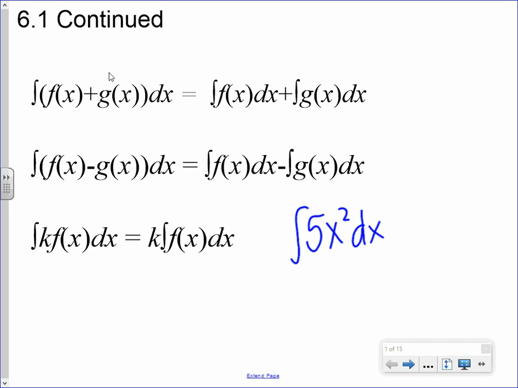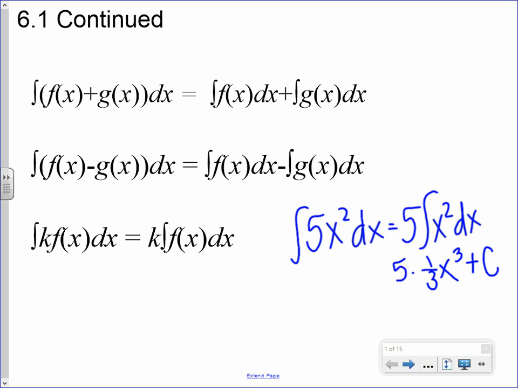Okay, here's what I mean by that constant. Here we have the antiderivative of 5x squared. It is okay to move the 5 out in front, and just worry about x squared. The antiderivative of x squared is 1/3 x cubed plus c. Then we can multiply by that 5. Now, yes, technically we would have that 5 times everything.